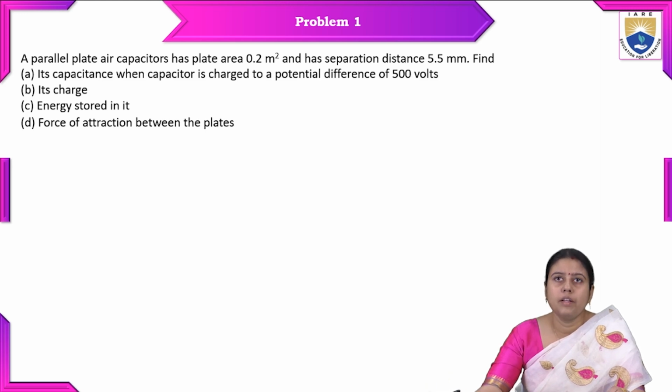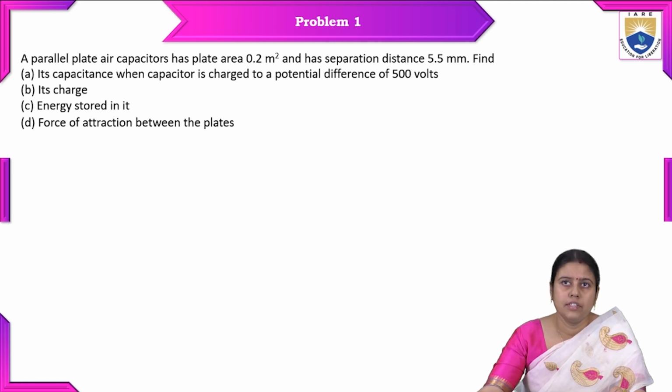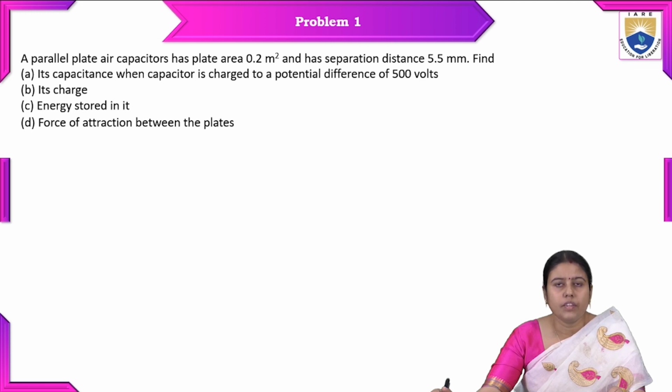A parallel plate capacitor has a plate area of 0.2 meter square and a separation of 5.5 millimeter. Find its capacitance when the capacitor is charged to a potential of 500 volts. Number 2, its charge, energy stored in it and force of attraction between the plates. So we will discuss them one by one.